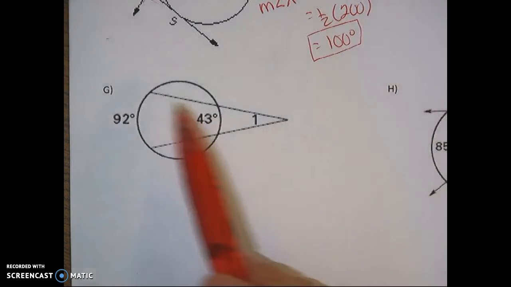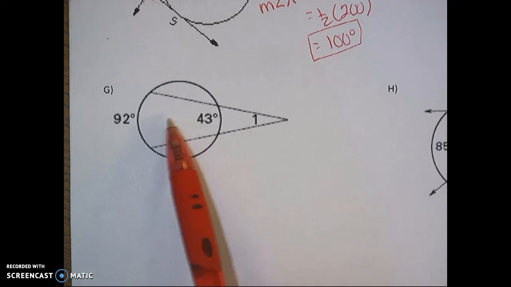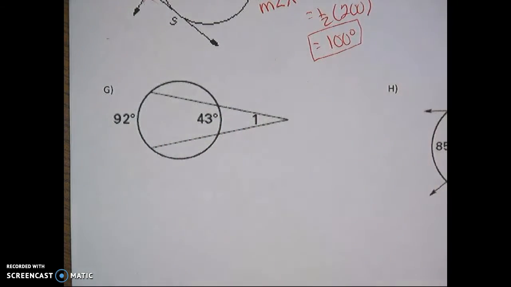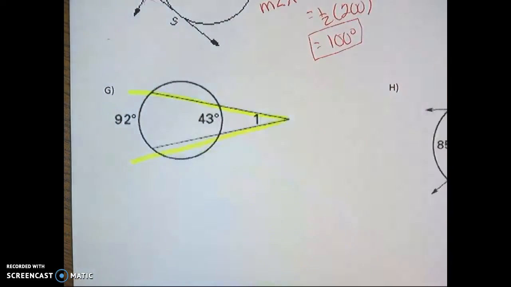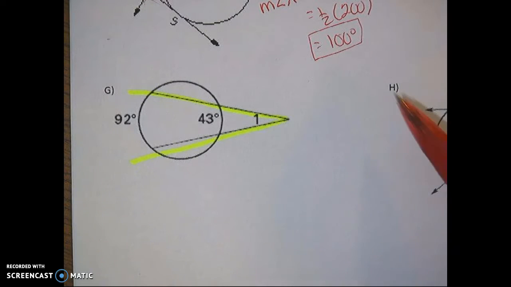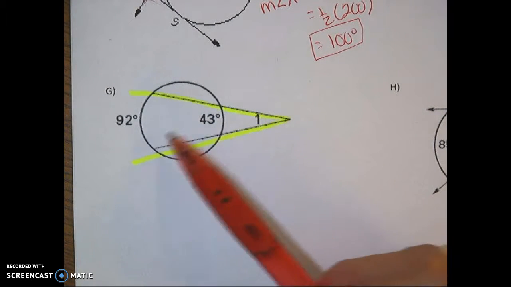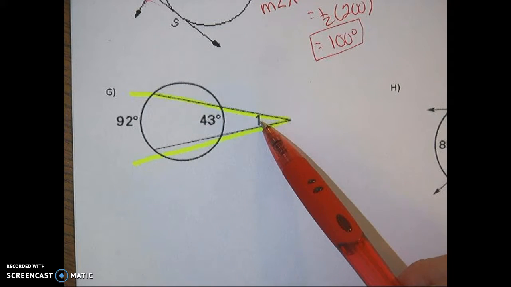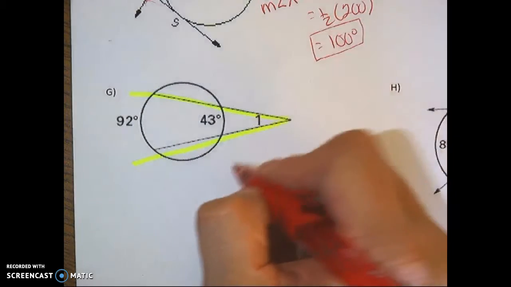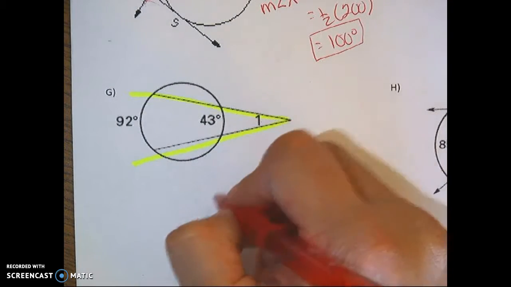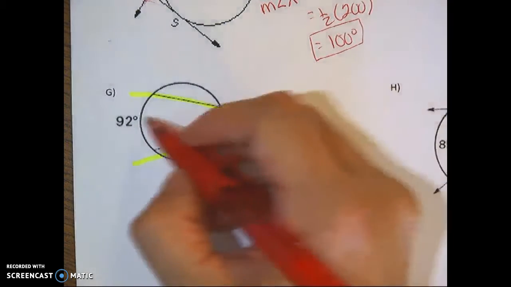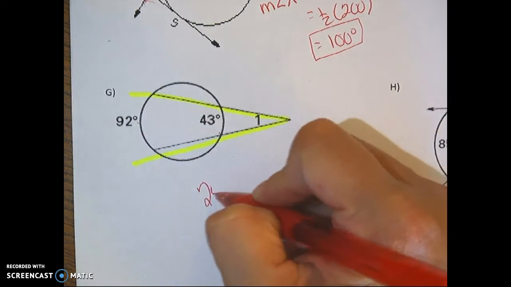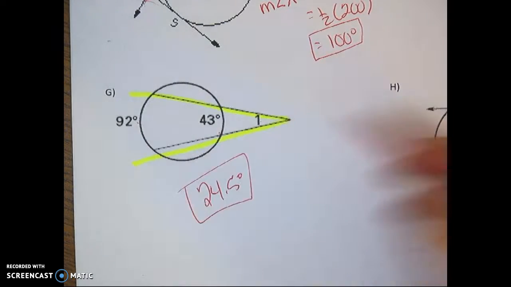All right, on part G, you already have the two arcs that you need, those measurements. If I look at the angle, the two arcs that it intercepts are that 43 degree arc and the 92 degree arc. Sorry, I said angle instead of arc. To find this angle, you're going to subtract them and take half, because this is an outside angle. So when you do that, you should have gotten 92 minus 43 is 49. Half of that will be 24.5 degrees.